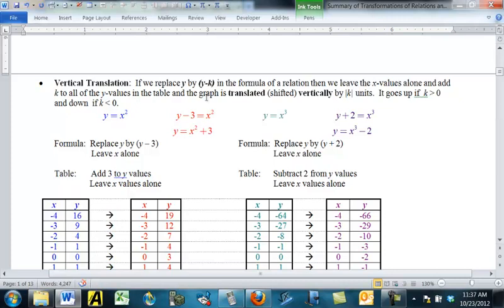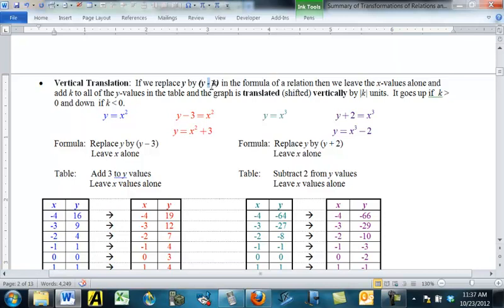If we replace y by y minus k in the form of the relation and leave the x values alone, that's all we do, then we leave the x values alone and add k to all the y values. And the graph is translated vertically. Again, if k is positive, goes up, k is negative, goes down, but that's with this built-in minus in the formula right there. So where it says y minus k, that built-in minus means that you're actually going to see the opposite sign. So again, the formula is backwards.